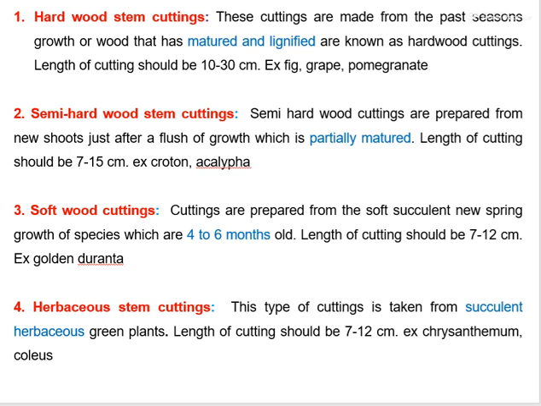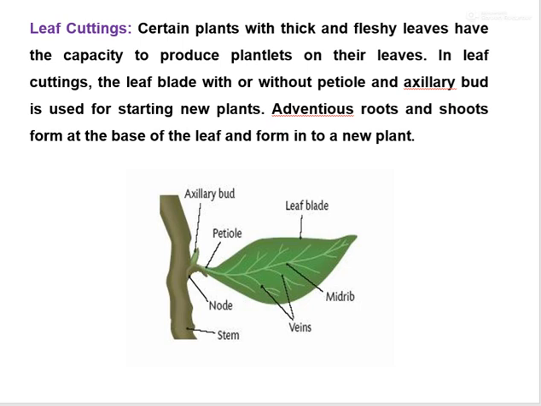Then the next one is leaf cutting. So we may use the leaf for cutting, but the leaf should be fleshy and have the capacity to produce plantlets on the leaf. In leaf cutting, different plant parts along with the leaf blade can be used for multiplication or the cutting practice.